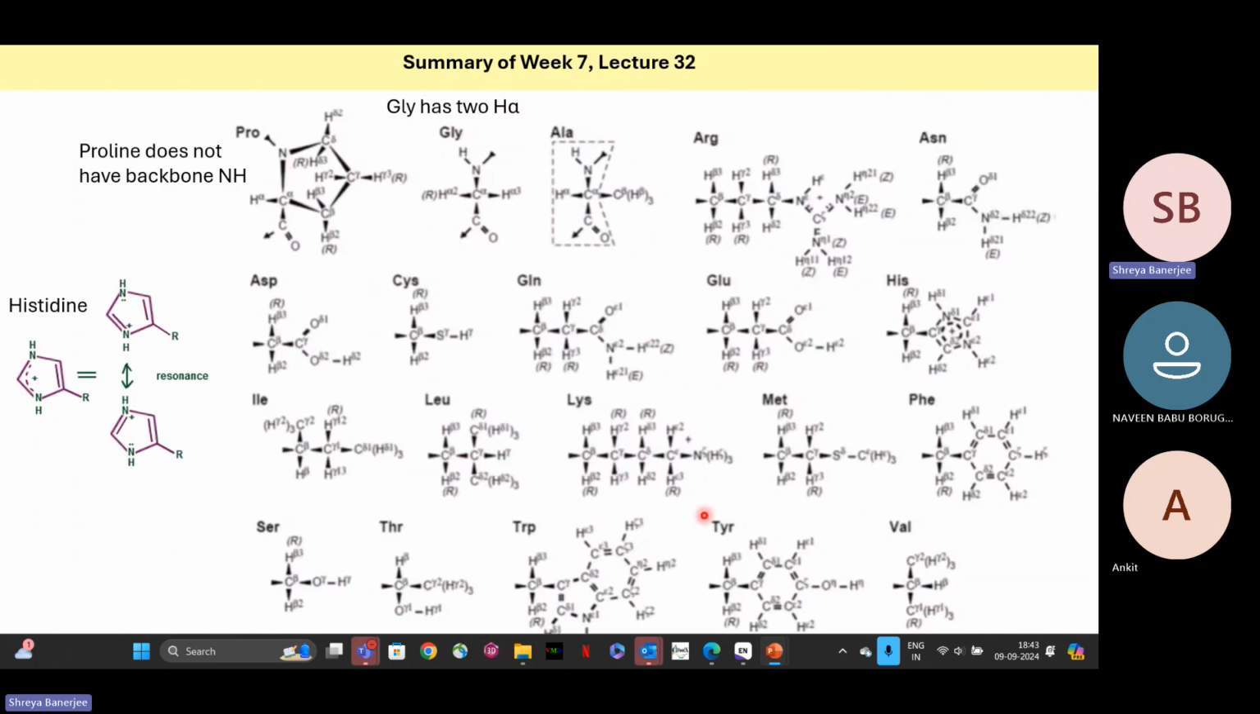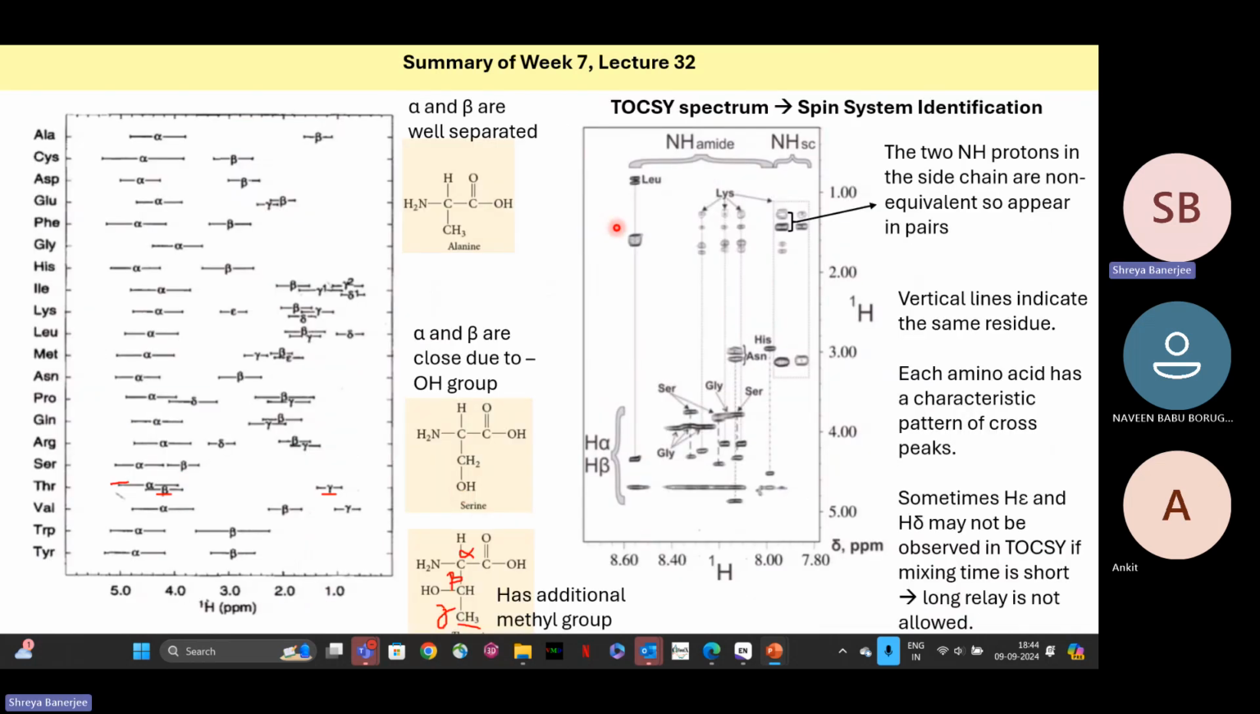So the delta in leucine will be somewhere here, and then you have the amide. Here it appears as two peaks, but actually your gamma and delta are combined. And then you have your NH protons. So similarly, along each vertical line, you basically have one amino acid.